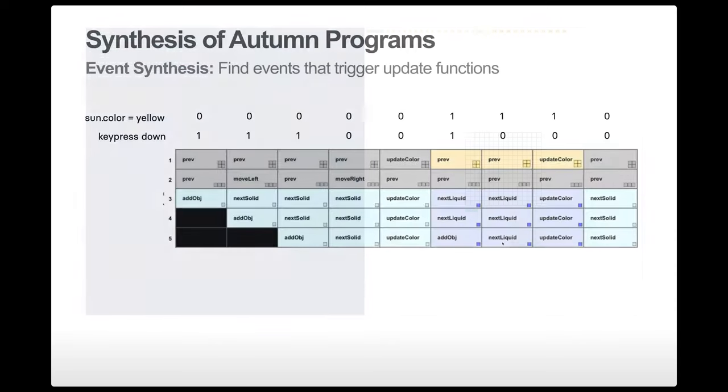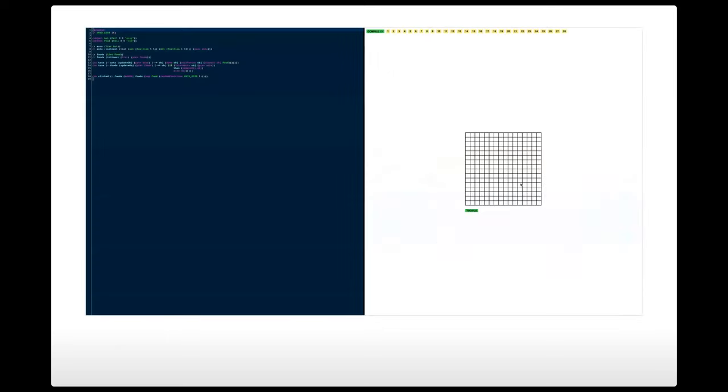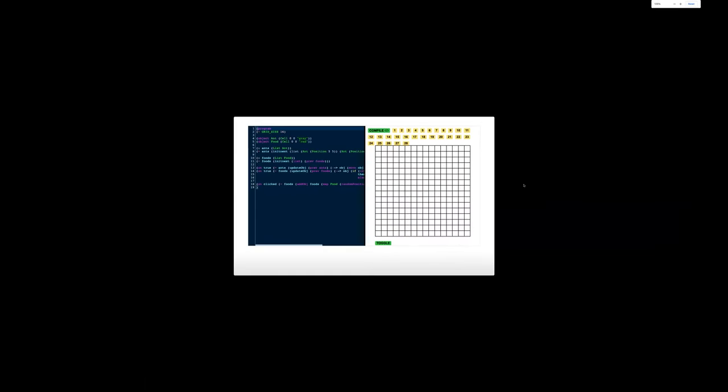And so with that, in the simplest case, we've got all of the ingredients that we need to synthesize the program. We've got the update functions, which define on every object how it's transformed, and we can find the events associated with applying those update functions. But one of the hardest things about these domains is the existence of latent state.